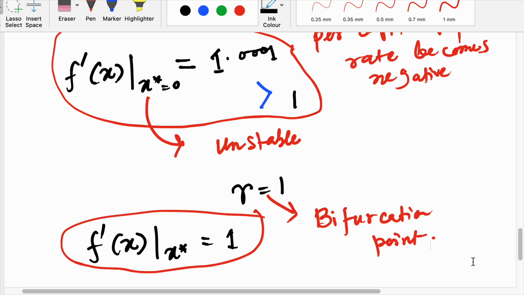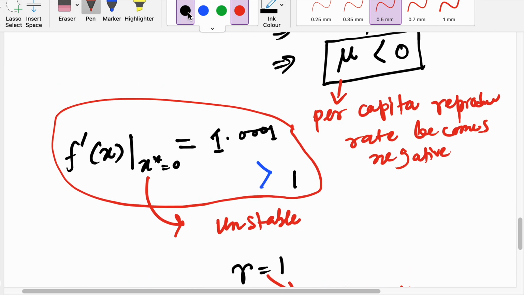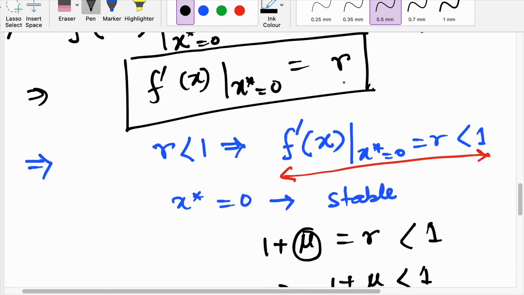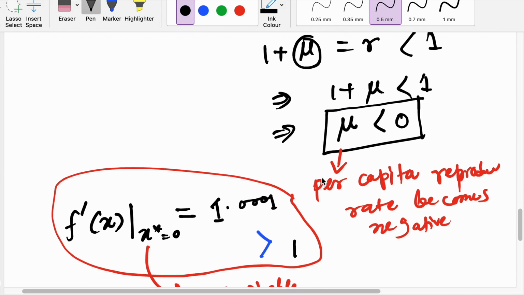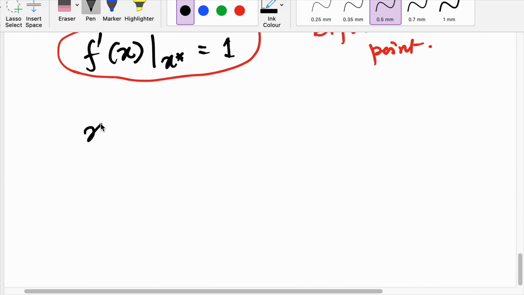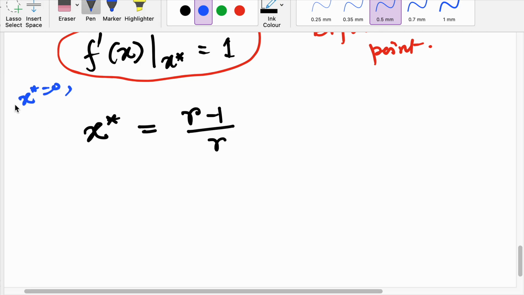It is called bifurcation, since if I increase r, that's it. Now another thing you can see from the expression of the fixed point. What is the other fixed point? So x star equal to (r minus 1) by r is the other fixed point other than x equal to 0. X star equal to 0 is one fixed point, and the second fixed point is x star equal to (r minus 1) by r.